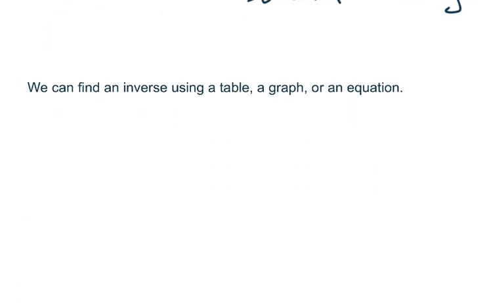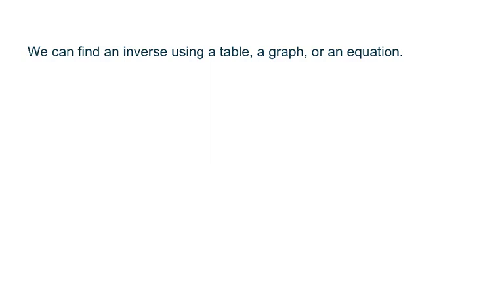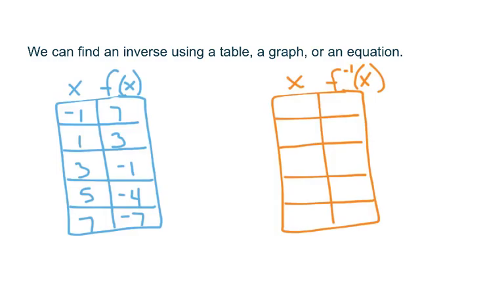We can find an inverse using a table, a graph, or an equation. So let's start with the table. This is going to be really nice and simple. If we're given a table that represents either a relation or function, remember a function is just a relation where the x's do not repeat. As we look at this relation, it is a function because none of my x values repeat. To find the inverse of a table, we literally switch places between the x and the y values, or the domain and range.